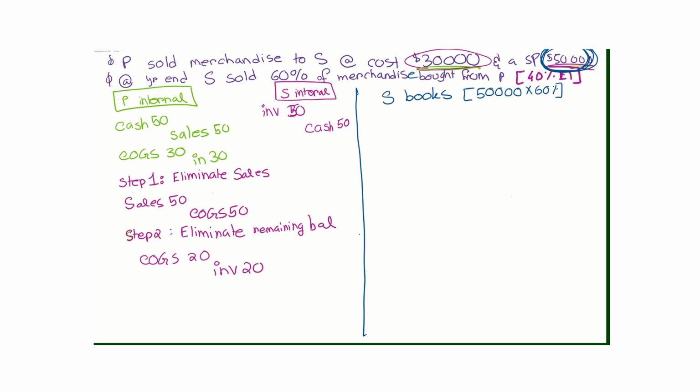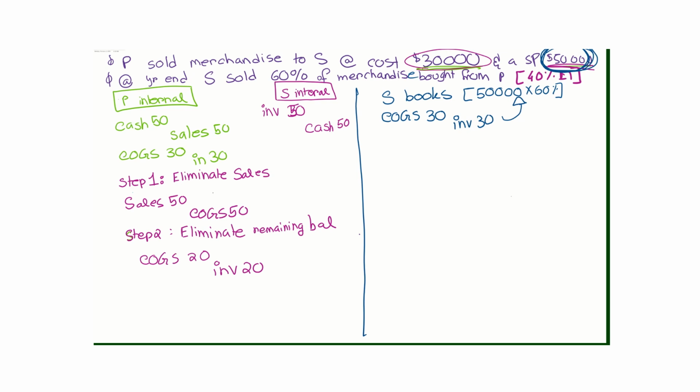So that means that in S's books, we debited cost of goods sold for 30,000 and we credited inventory for 30,000. And how did we get the 30,000? It's through this journal entry.